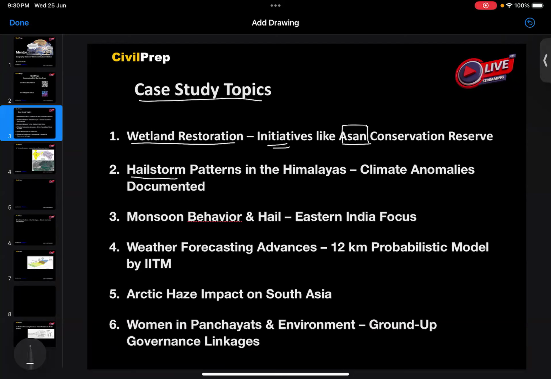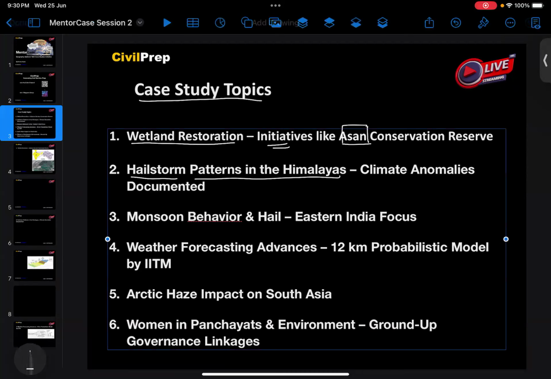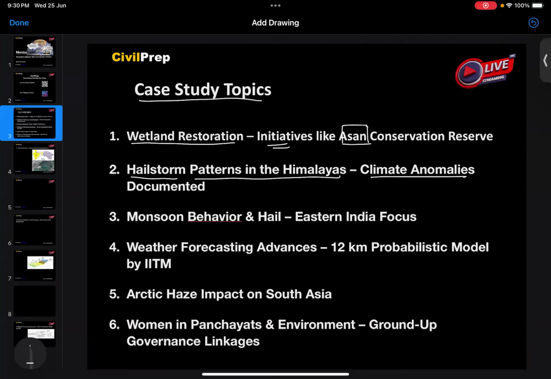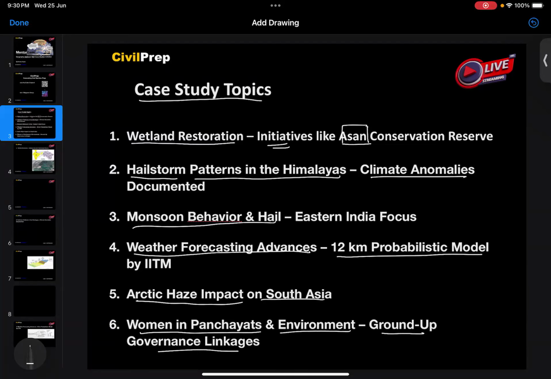Then hailstorm patterns in the Himalayas, where we are seeing that there are certain climate anomalies in contemporary time. Then monsoon behavior and hail. Then we have weather forecasting advances, that is the 12-kilometer probabilistic model. Then Arctic haze impact on South Asia. Women in Panchayat and environment, that is ground-up governance linkages.